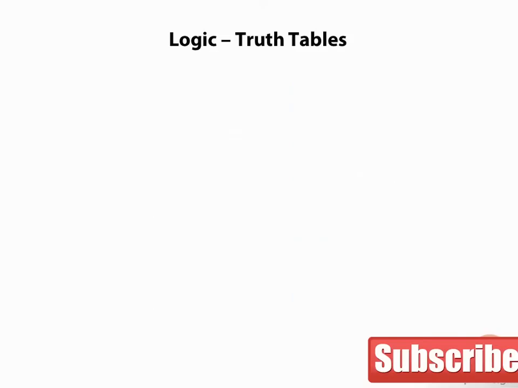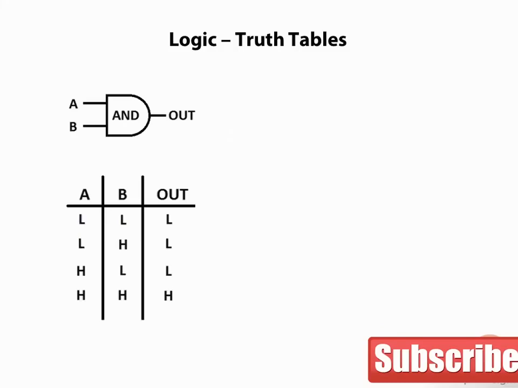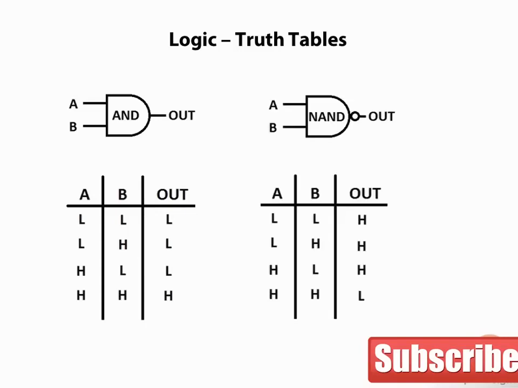Truth tables show us the particular output of a gate based on the state of its inputs. For the AND gate, we see that the output is only high when both the A and B inputs are high. The NAND gate, on the other hand, has exactly the opposite. The output is high except for the instance that inputs A and B are high.